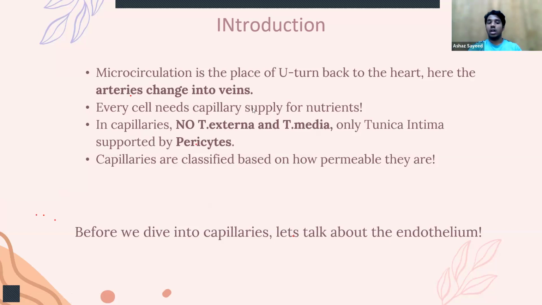Okay. So the arteries change into veins, and every cell needs a capillary supply for nutrients. And capillaries, again for like the 10th time, just have the tunica intima surrounded by pericytes. And since they don't have a tunica media, we classify capillaries based on how permeable they are. But before we talk about capillaries, let's talk about the endothelium.